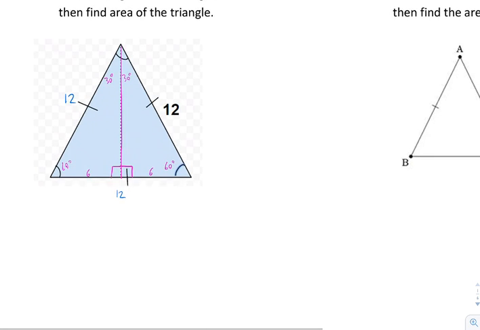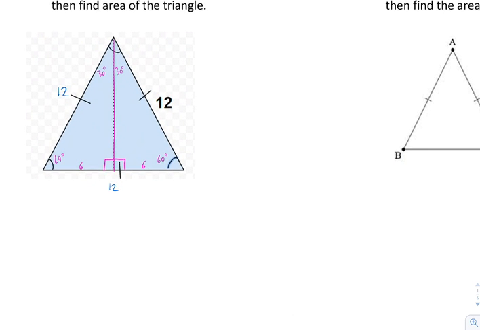Okay, so first it says find the height of the triangle. Then it says find the area. Well, off to the side I can say I know the area is 1/2 base times height. So I know the area is 1/2 times the entire base, which is 12, times, and now I just need to find what that height is. So we need to find that height first.